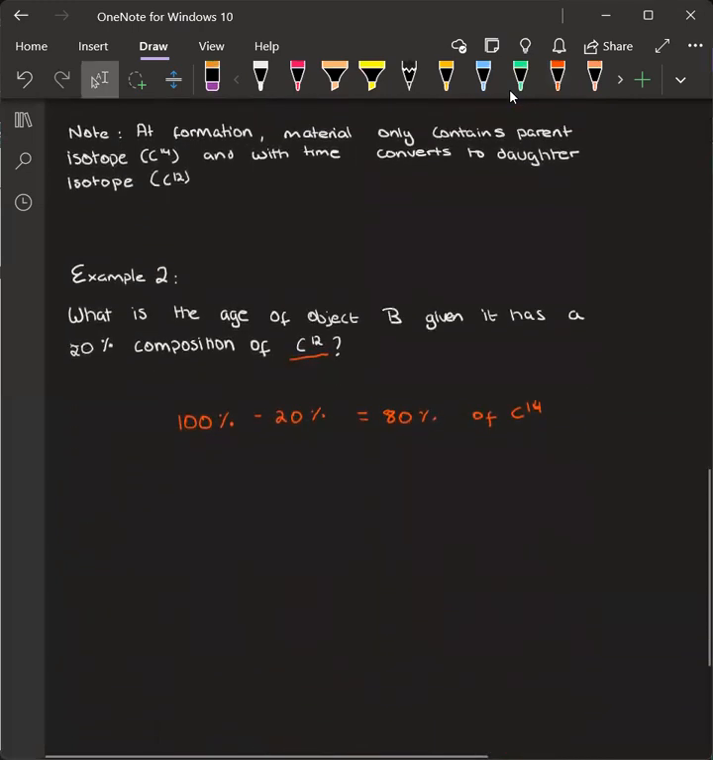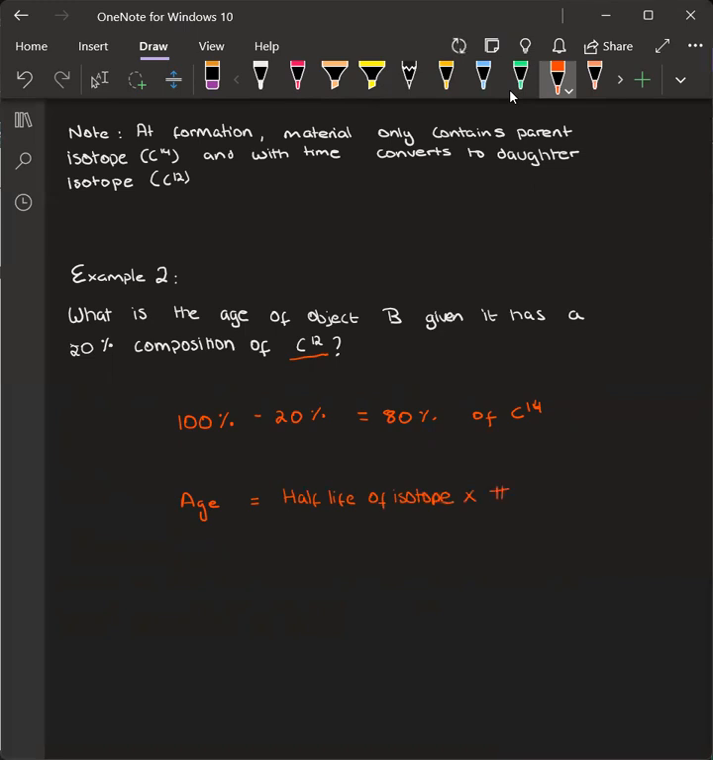And again, using the formula of age is the half-life of the isotope multiplied by the number of half-lives, we can get 5,730, that is the half-life of carbon-14, multiplied by 0.4, which is the number of half-lives, and that gives us the answer as 2,292 years. And this is the age of object B.